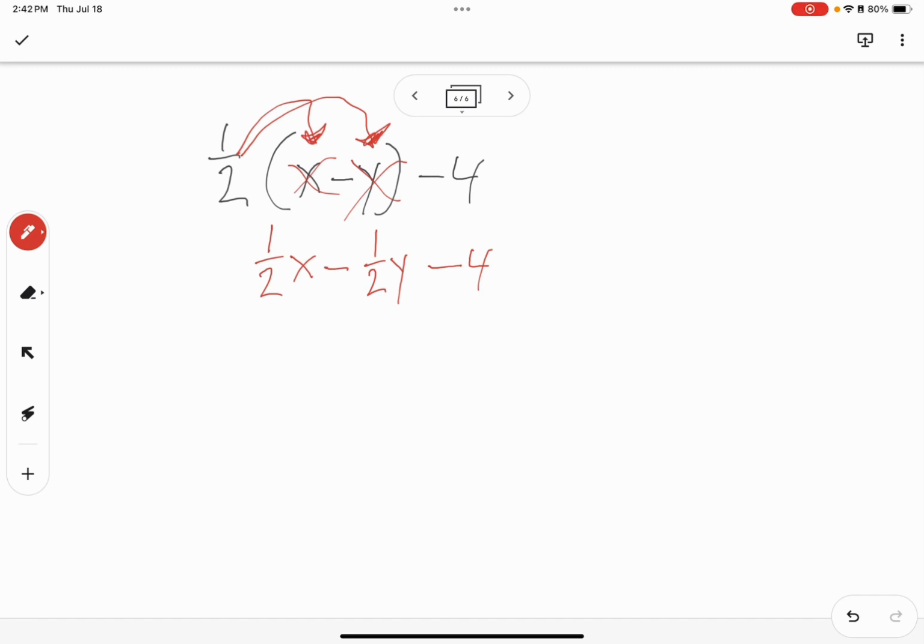Now we want to look, can we combine any of these? Do they have like terms? What makes something a like term? The variable. Do any of these other terms have an x in it? A variable of x? Nope. What about here? Do any other of the terms have a y variable? Nope. What about this? Do any of the other terms not have any variable? No, they don't. So this is as far as we can go for our answer.